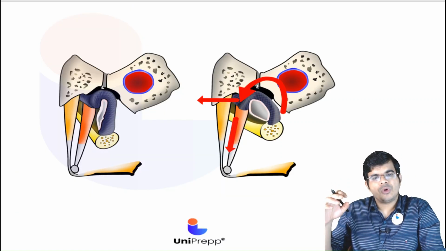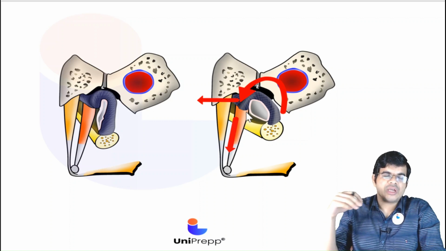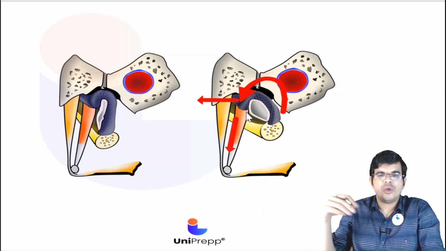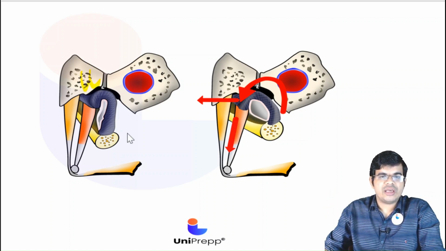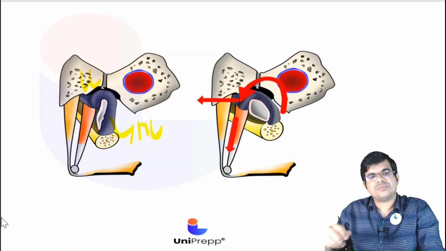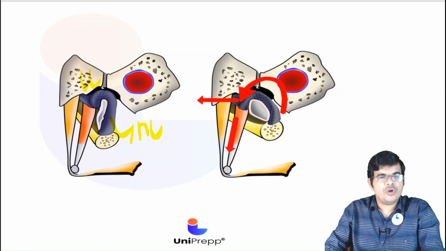Now if you look at this picture carefully, you can see how tensor veli palatini is helping to open the eustachian tube, the cartilaginous portion of the eustachian tube, by pulling on the lateral lamellae. This is the lateral lamellae that you see here, and this is the medial lamellae, right? So that is being opened because of the pull of the tensor veli palatini muscle.